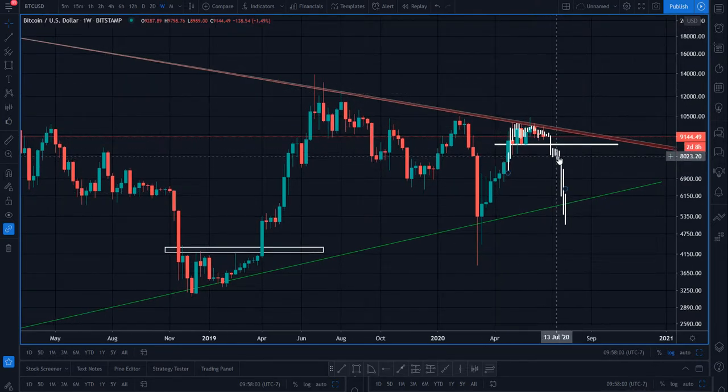Probably going to be some sort of continuation pattern to the downside. If it breaks the $8,500 zone, that's going to be an ideal situation for a continuation to the downside.